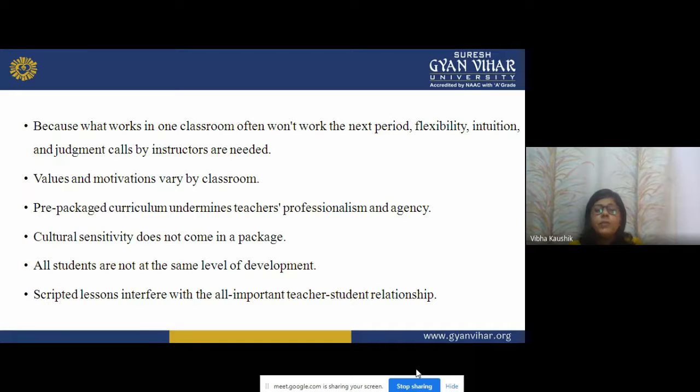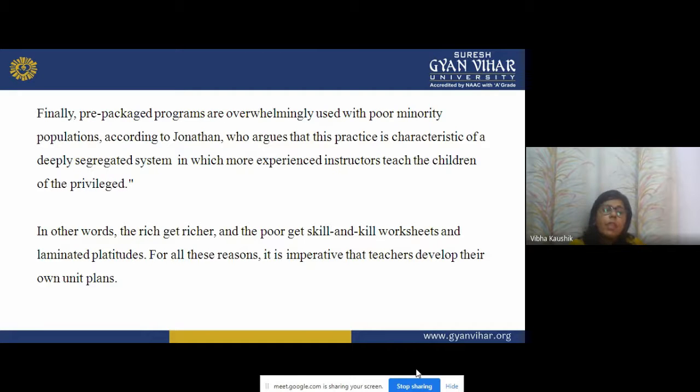Value and motivation vary by classroom. Pre-packaged curriculum undermines teachers' professionalism and agency. Cultural sensitivity does not come in a package. All students are not at the same level of development, as the development process differs from individual to individual. Scripted lessons interfere with the all important teacher-student relationship. Finally, prepackaged programs are overwhelmingly used with poor minority populations. So we are saying that prepackaged programs are used with poor minority populations.